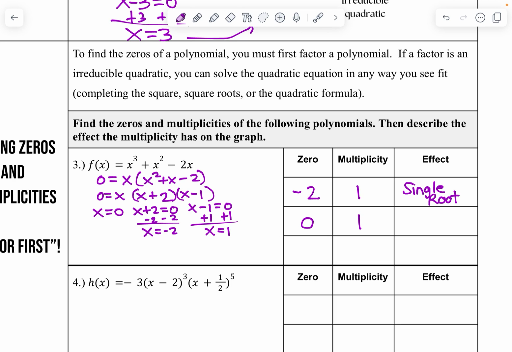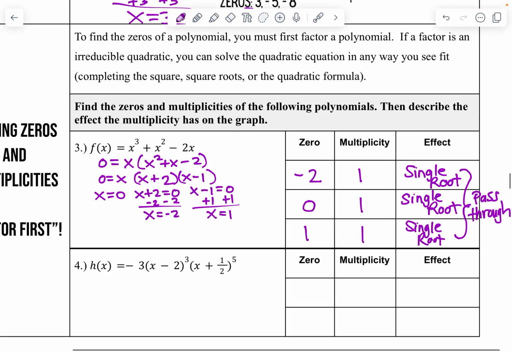Next is 0. That's also a multiplicity of 1 and a single root. None of our factors appeared twice, so these are all single roots with a multiplicity of 1. And so they are going to pass through the x-axis since they are an odd degree root. So we're going to pass through the axis, meaning we change signs from negative outputs to positive outputs or positive outputs to negative outputs.